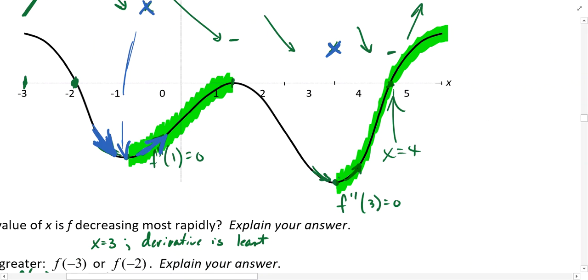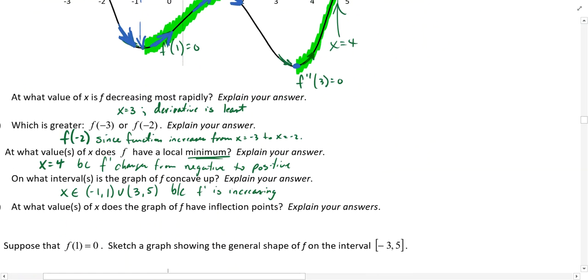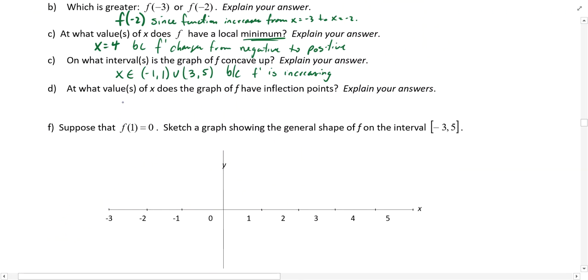And then again, that happened here. Same thing occurred. But it also happened over here. We changed from a positive concavity to a negative concavity because our slope of the first derivative was positive, and then the slope of the first derivative became negative. So that change in first derivative slopes indicates a change in concavity. So we have inflection points at x equals negative 1, positive 1, and 3.